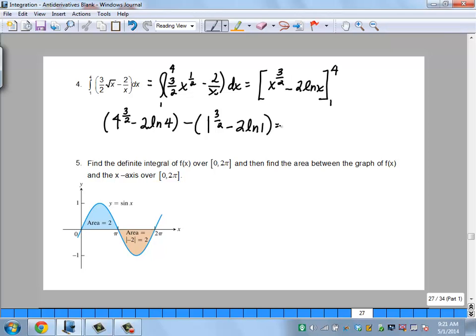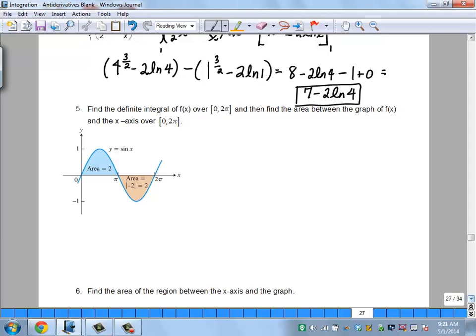So when I do that, I have 8 minus 2 ln 4, so this is 8 right here, minus 2 ln 4, okay? Just wanted to show you where I got the 8 from. Then I have minus 1, because 1 to the 3/2 is 1, and then plus 2 ln 1. Well, ln 1 is 0, so plus 2 times 0 is going to be 0. So this all comes out to be 7 minus 2 ln 4. And again, you can do the decimal equivalent by putting that in your calculator to see exactly where that came from.